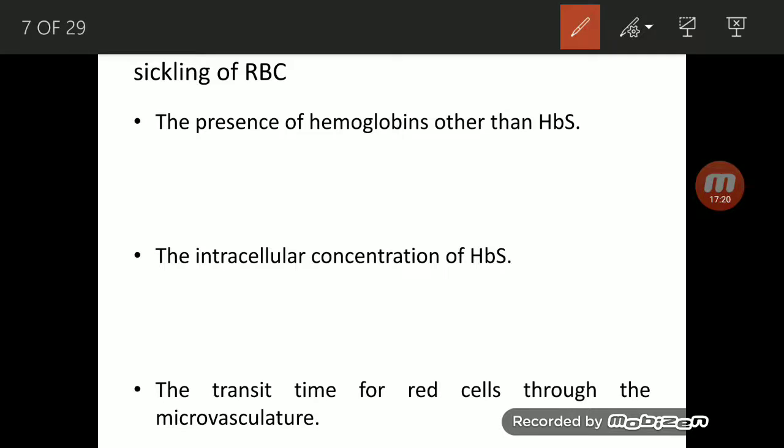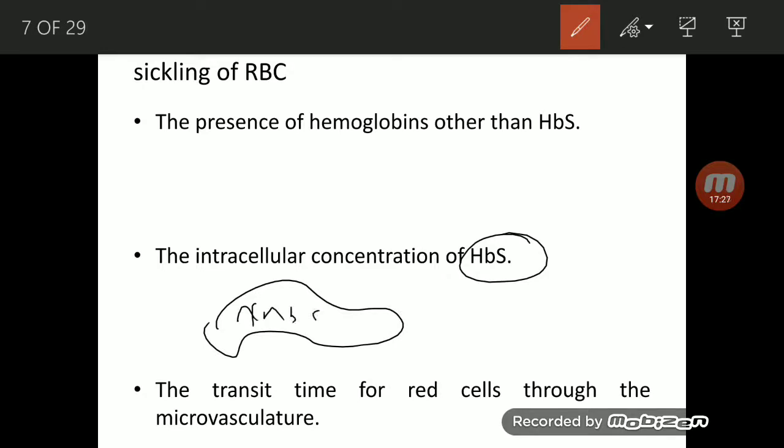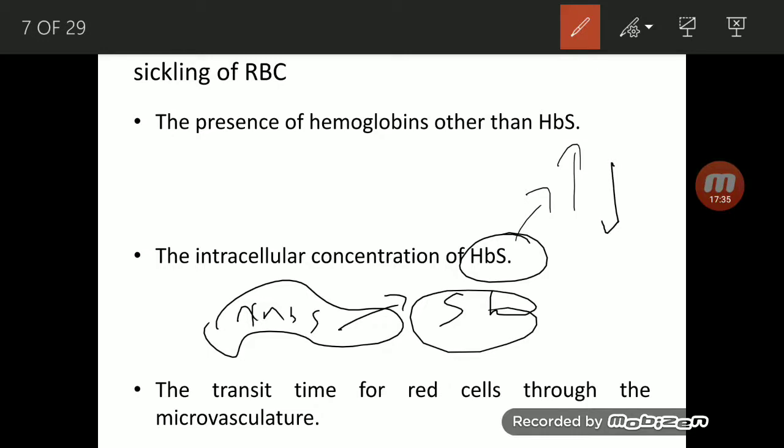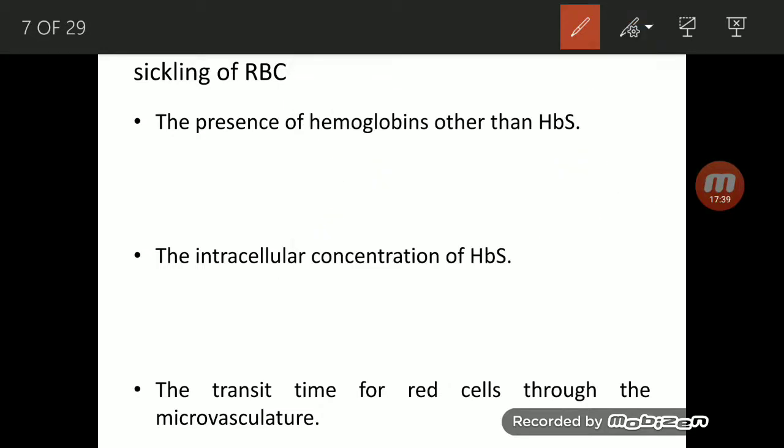Second is intracellular concentration of HbS. If your RBC has more HbS, sickling is going to be more. So the more your concentration of HbS, the more will be your sickling. The less your concentration of HbS, the less will be your sickling.